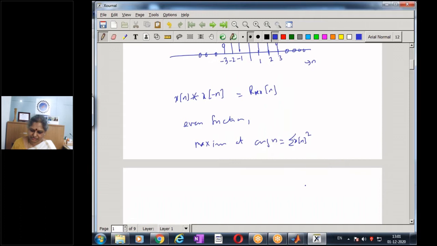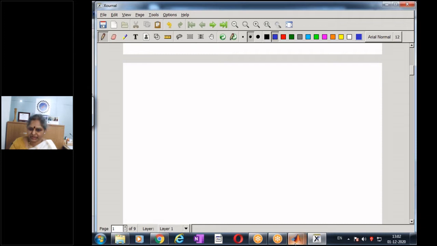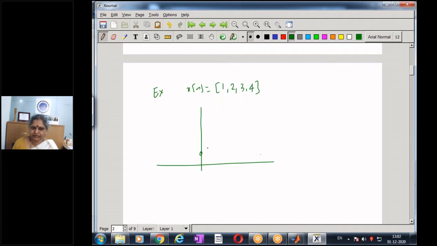So that is why I thought, as an application extension in the series on convolution, let's take one more example. Let's take a second example on autocorrelation. Say my sequence x[n] is 1, 2, 3, 4. So now I have my signal x[n] given by 1, 2, 3, 4.